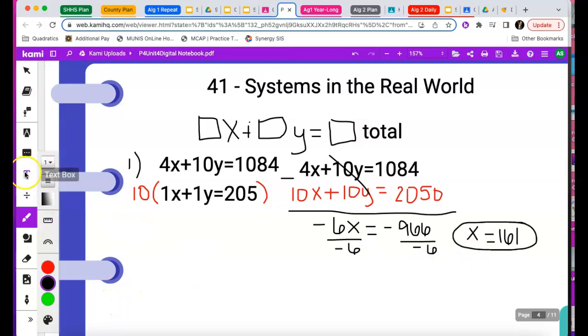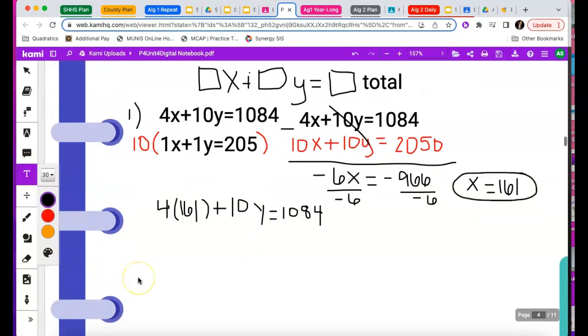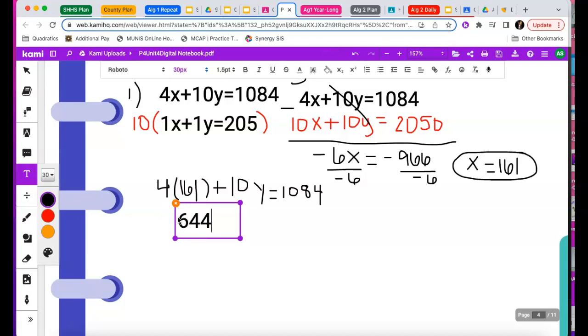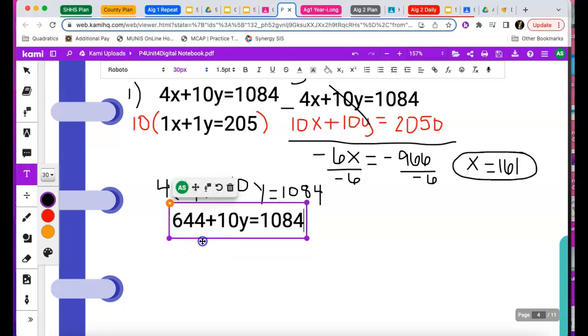Now that we have what our x is equal to, we're going to go back to one of our original equations. So we'll go back to that top equation, 4x, but instead of x, we're going to substitute the number 161 in. So that's that second part to be able to solve for our other variable. So that's equal to 1084. And after I do my multiplication, then it's just doing all of the opposites. So 4 times 161, I have to do that in the calculator. That is 644. I'm going to bring down my plus 10y, and my equals 1084. Everything else stays the same.